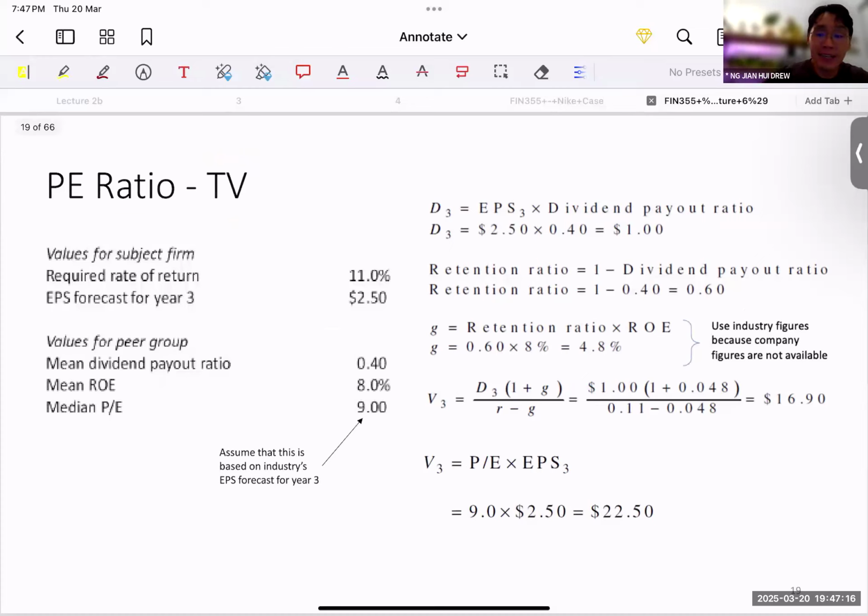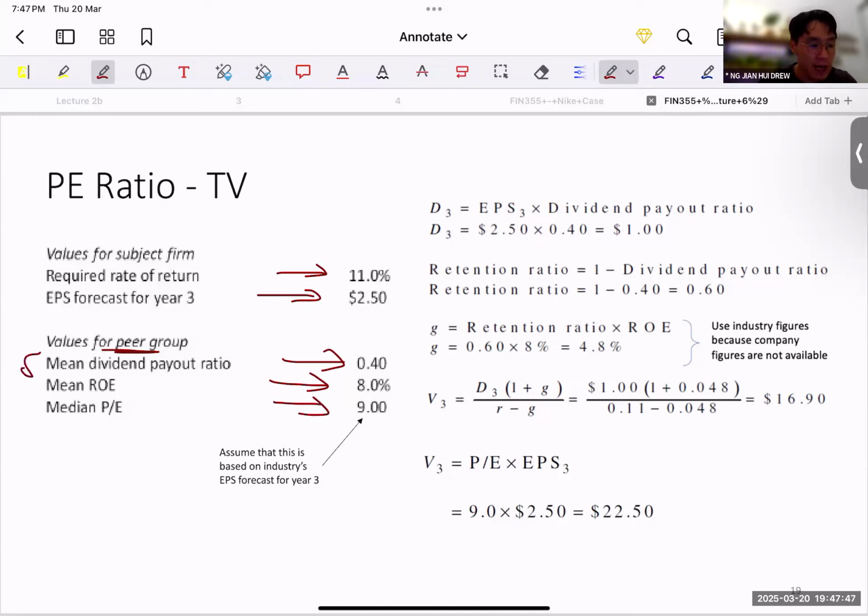Okay, so what's happening here? Let's have a look here. We have a firm, the subject firm, required rate of return 11%. EPS forecast for 3 years is this, right? 2.5. Then we have the peer group, which is the one that we are going to compare with. We have a payout ratio of 0.4, mean earning return on equity, and median PE. So all these are for the peer group.